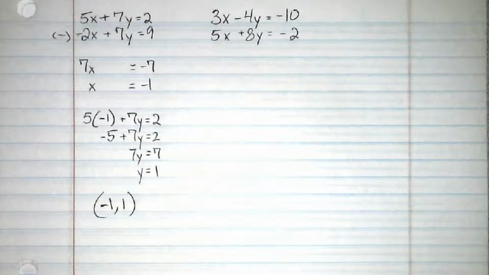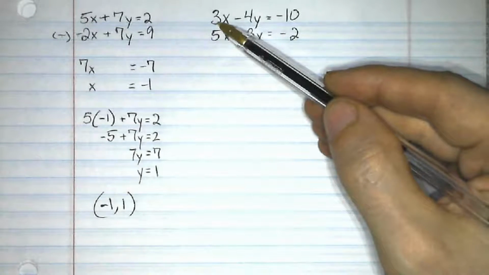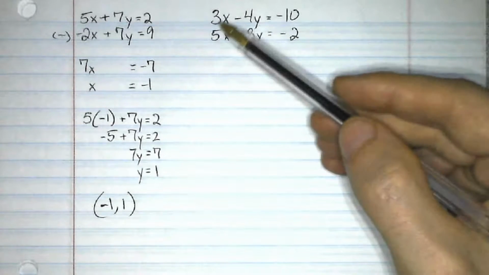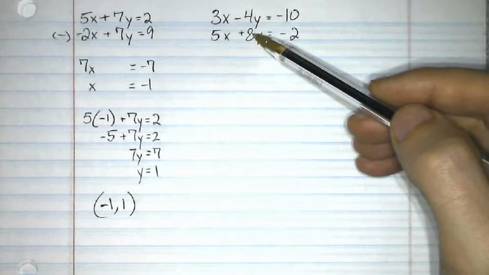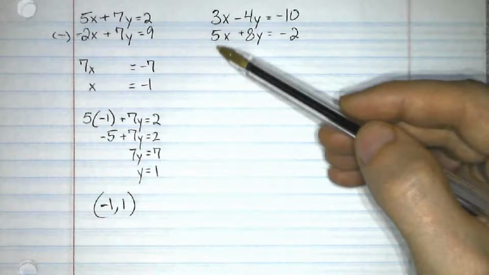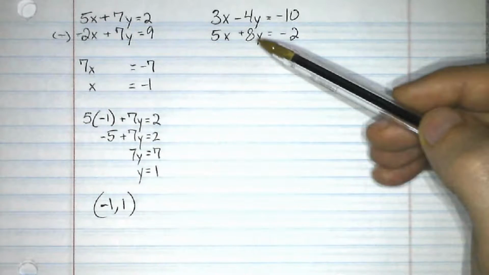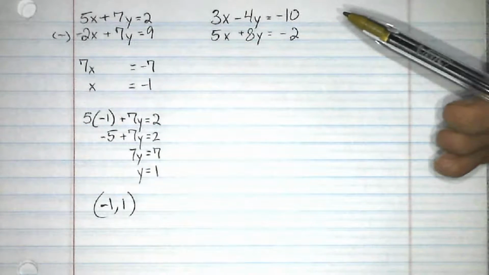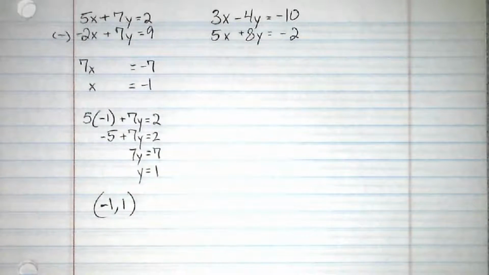So now let's take a look at this next one. So here, addition won't work, subtraction won't work. 3 plus 5 is 8, -4 plus 8 is 4, 3 minus 5 is -2, -4 minus 8 would be -12. So either way, we're going to have x's and y's left over.